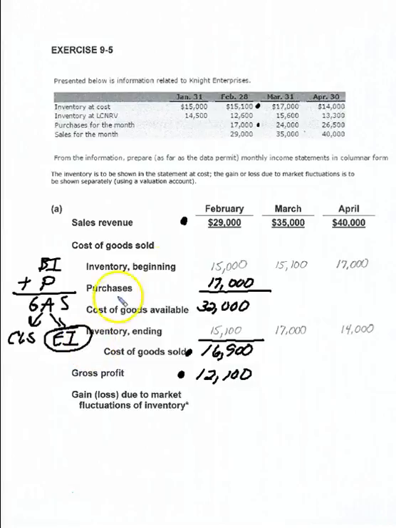Okay, now let's go put some of this in our T accounts. For instance, we know we already have the $15,000 beginning inventory there. Let's record the purchases and the cost of goods sold in our T accounts.